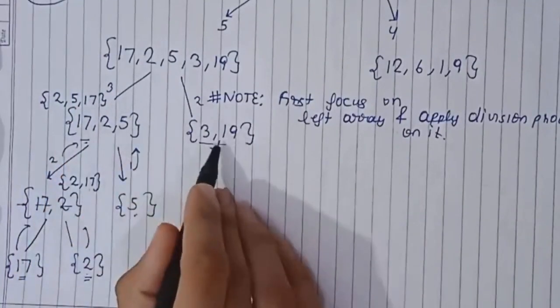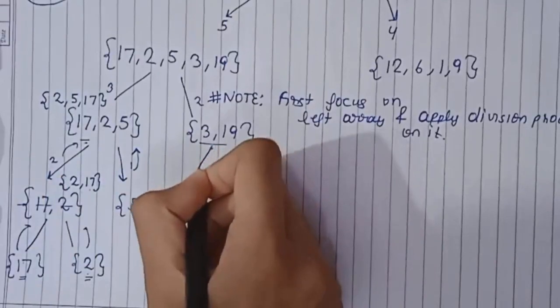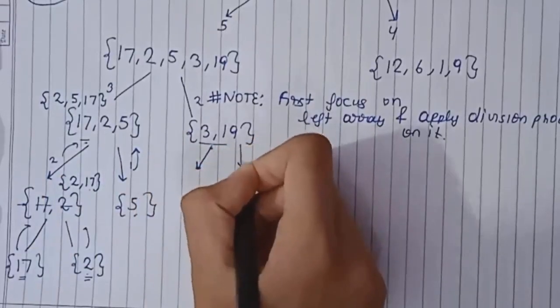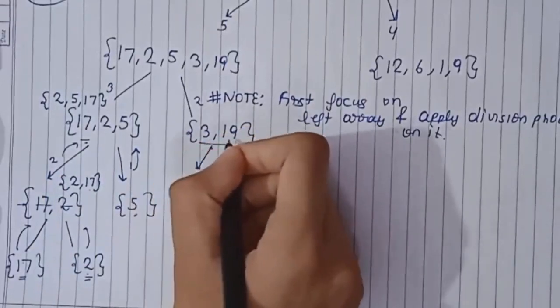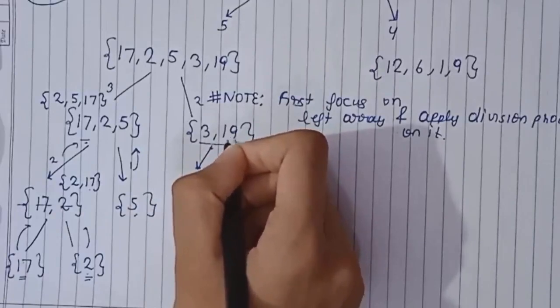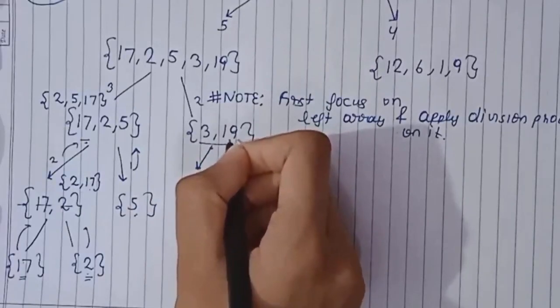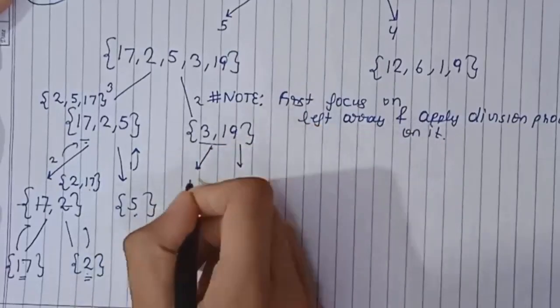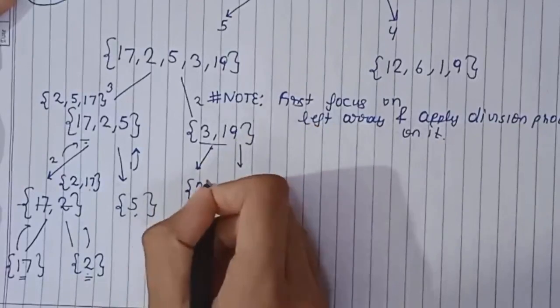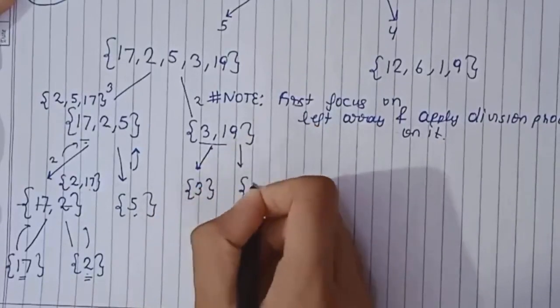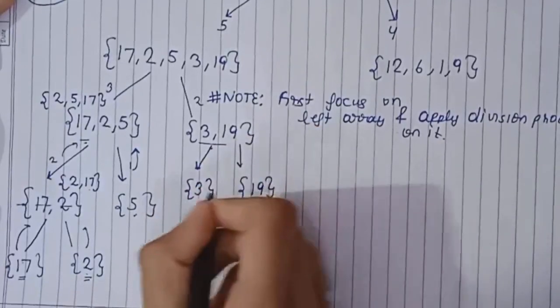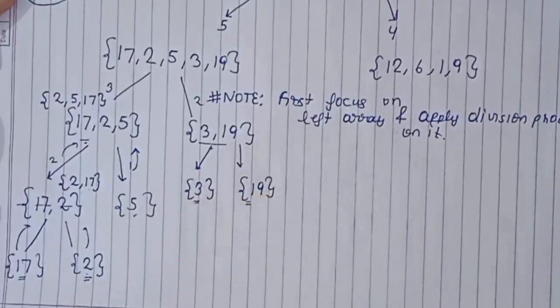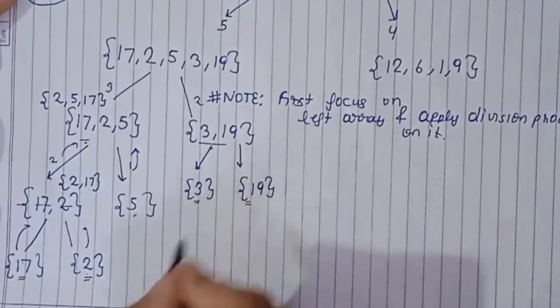Now we will come on to this part. The division procedure will apply on this array because it is not yet divided into single element arrays, and I have told you that the division procedure will continue to apply on any array until it is divided into single element arrays. So now here I will get 3 and here I will get 19. These are single element arrays, so these are sorted arrays.